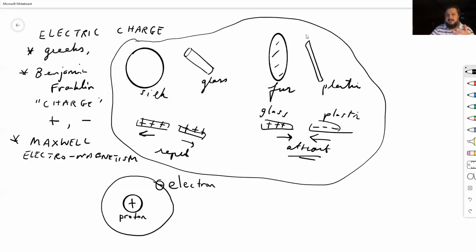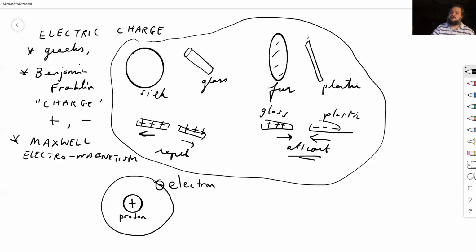So when you rub the glass against silk, that's what you're actually doing. Charges are going from one object to the other. Same thing with the plastic and the fur. Now, in our modern understanding, the thing that jumps is the electron, okay? The positive charge, the proton, will never jump from one object to another. It will be the electron.